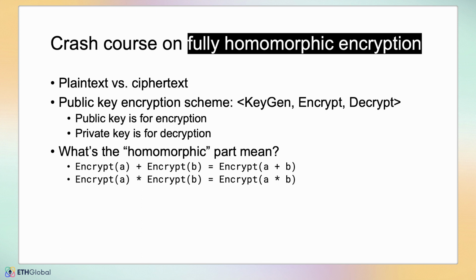What does the homomorphic part mean in fully homomorphic encryption? It really refers to two special properties of the encryption scheme. We have that encrypting A and encrypting B, and adding these two ciphertexts together is the same as having added A and B as plaintext and then encrypting that. We also have that encrypting A and encrypting B, and multiplying those two ciphertexts together is the same as having multiplied A and B as plaintext and then encrypting that.